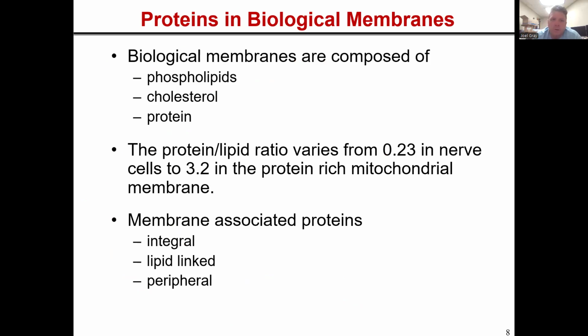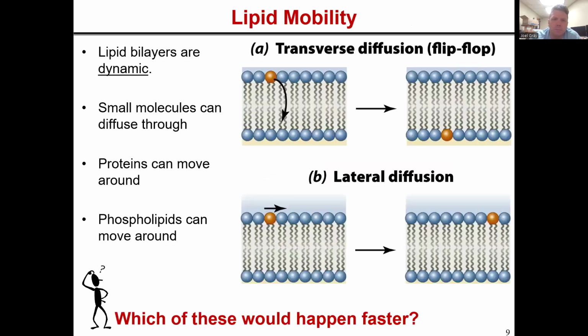Now, biological membranes are composed of phospholipids, cholesterol, and protein. The protein lipid ratio varies from 0.23 in nerve cells, so not a lot of protein in there, compared to 3.2 in protein rich mitochondrial membranes. If you think about the mitochondria, the powerhouse of the cell, what does that have? Well, it's got a lot of proteins associated with the electron transport chain and electron transport complexes. There are membrane associated proteins that are either going to be integral, lipid linked, or peripheral.